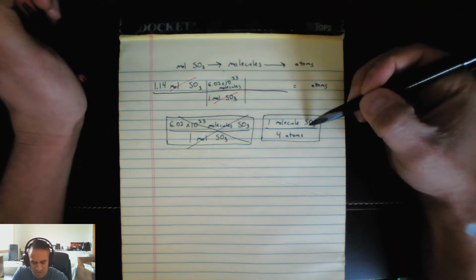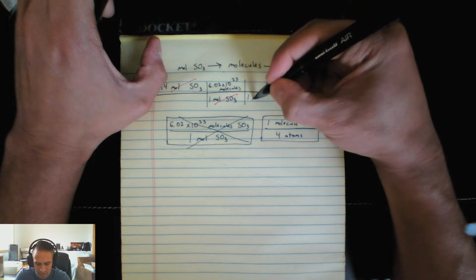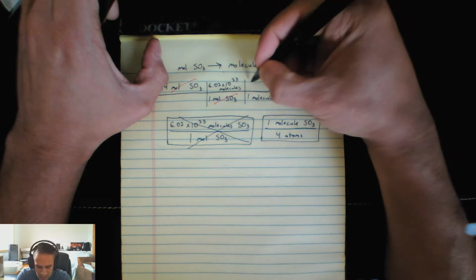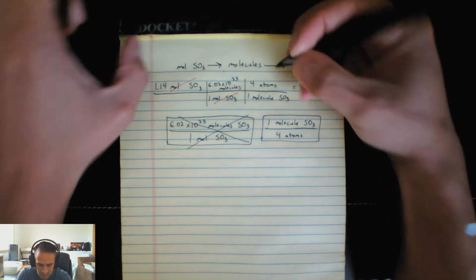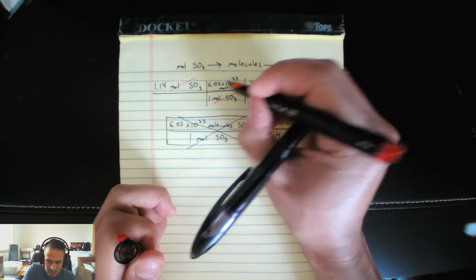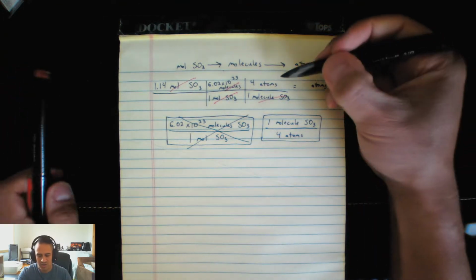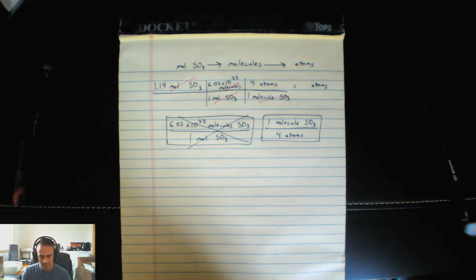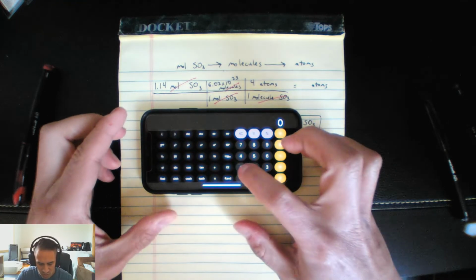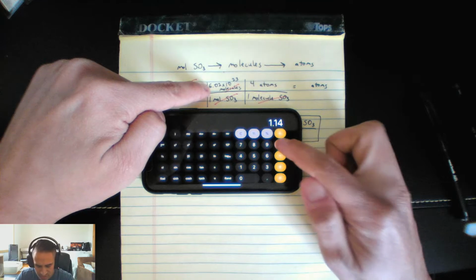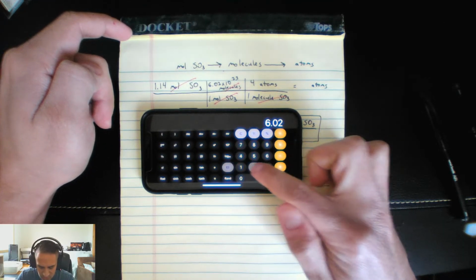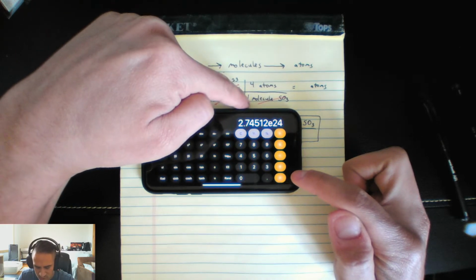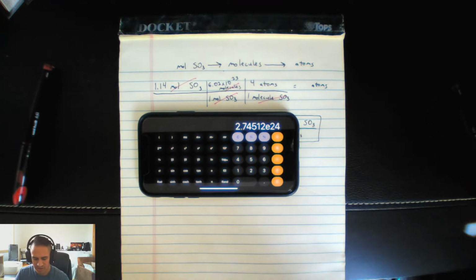Now that we're in molecules, this second conversion, we're going to take 1 molecule of SO3 and put it on the bottom because we have molecules up top. The 4 atoms then will be on the top of our fraction. Okay, so molecules of SO3 are going to cancel with molecules. And now we are in the unit of atoms, which is what they are looking for. And so now we just need to do the math out and get an actual number. So let's take 1.14 times 6.02 double E 23 times 4, and then divide by 1, which we're not going to do because that's not really going to change anything.